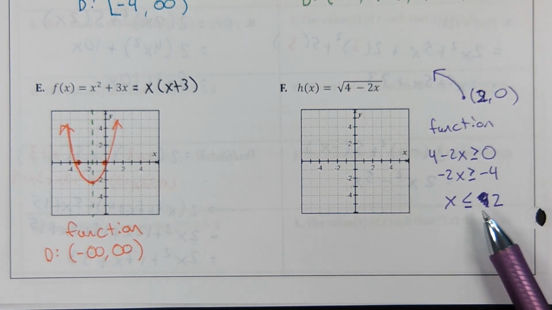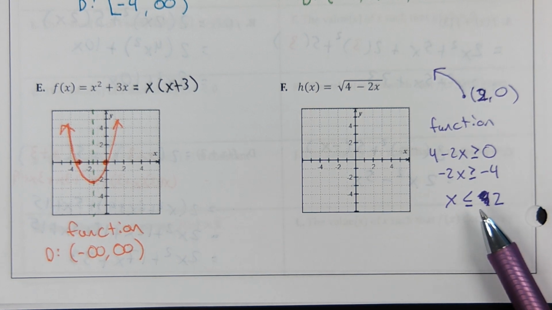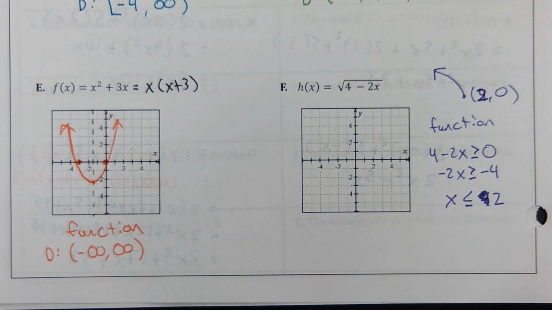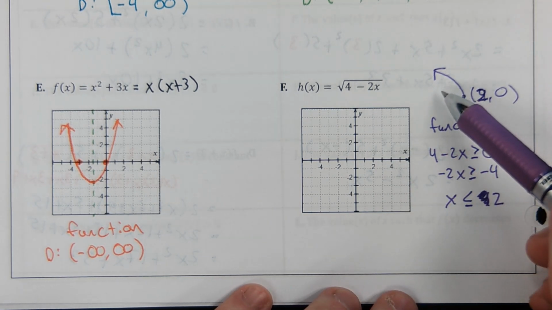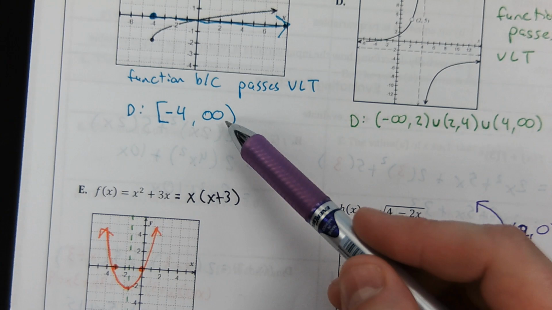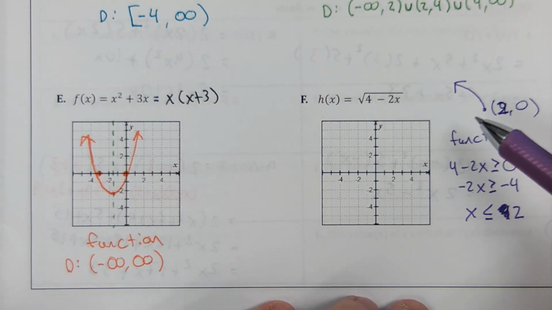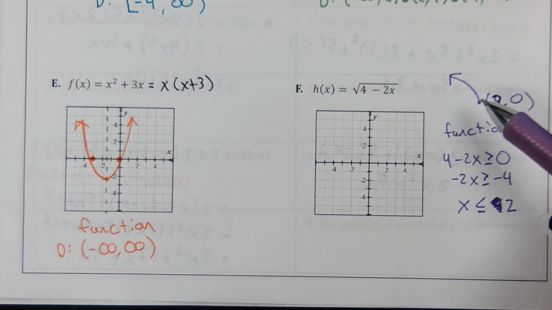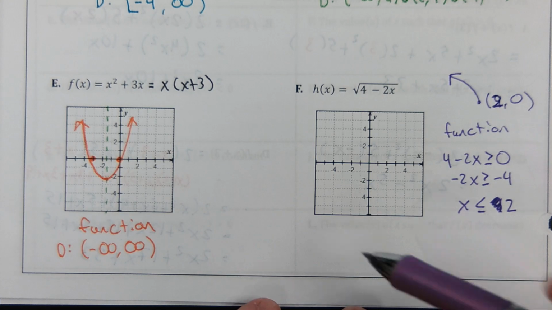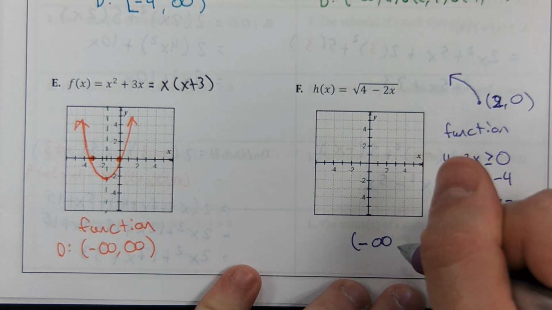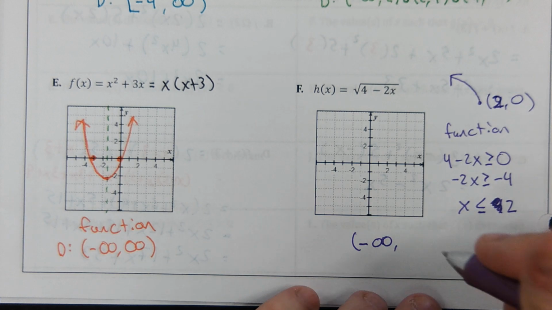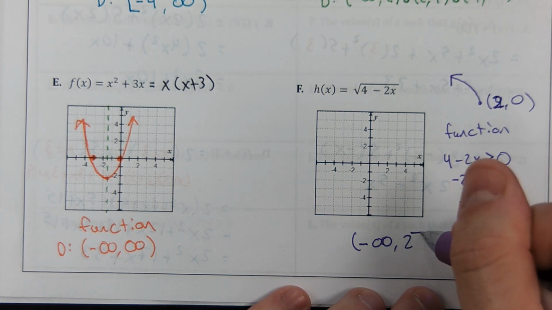We're not going to leave our domain in inequality format. We're going to move it to interval notation. This graph will go forever to the left. Just like going forever to the right gets you to positive infinity, forever to the left gets you to negative infinity. Our intervals are always going to go from smallest to biggest. And there is nothing smaller than negative infinity. And it's going to come all the way up to x equals 2 and stop there.